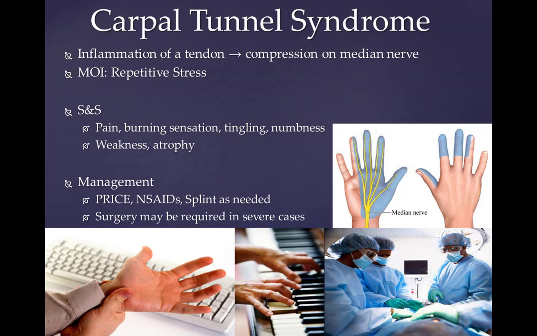Weakness and atrophy of the thumb muscles may occur if the condition remains untreated because the muscles are not receiving sufficient nerve stimulation. Discomfort is usually worse at night and in the morning. Generally accepted treatments include physical therapy, steroids either orally or injected locally, splinting, and surgical release of the transverse carpal ligament.